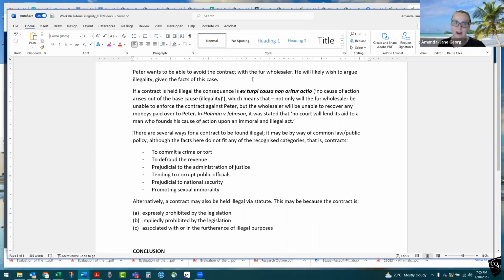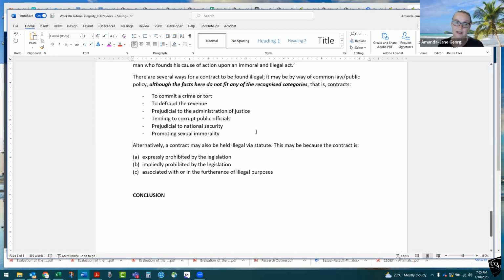Okay, there are several ways for a contract to be found illegal. Maybe by way of common law or public policy, although the facts here don't fit into illegality by common law, do they? It's got nothing to do with that really. All you're showing the marker there is that you know that category exists. Alternatively, a contract may be illegal by statute. It might be because of one of these 3 reasons.